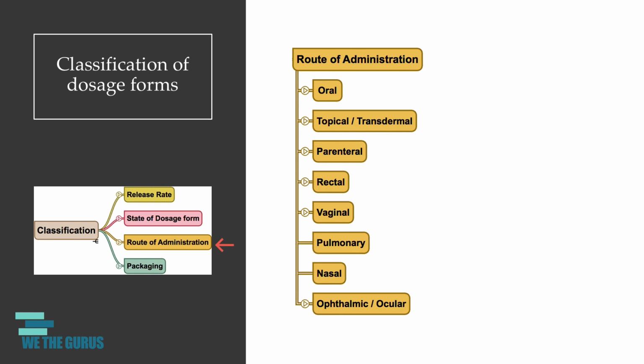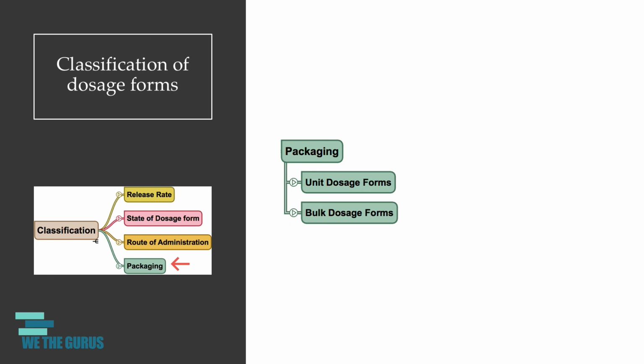We will discuss more details on these routes of administration as well as pros and cons of each route in another video. Once that video is available, you will see the link for that video right here. Sometimes finished dosage forms are also classified based on the way they are packaged for the patient. For example, unit dose packaging such as blister packs, or bulk dose packaging such as powders.